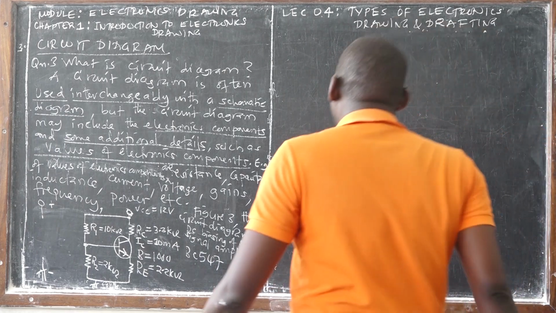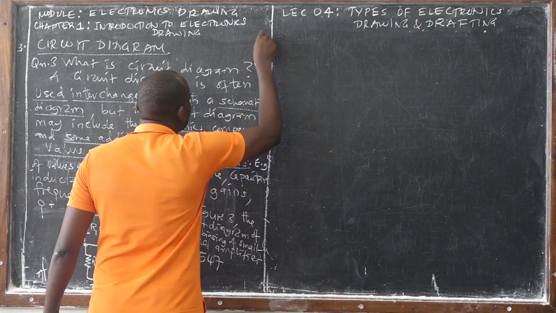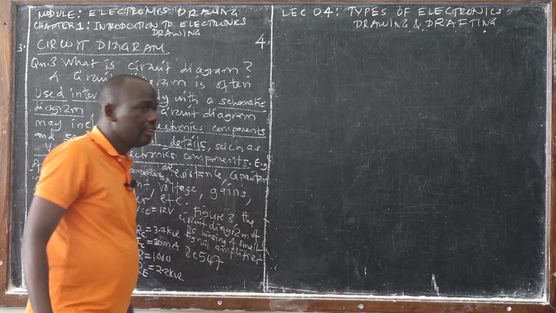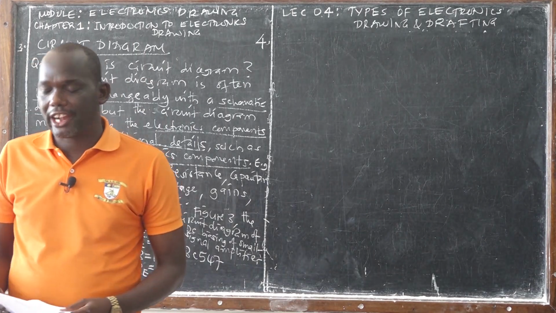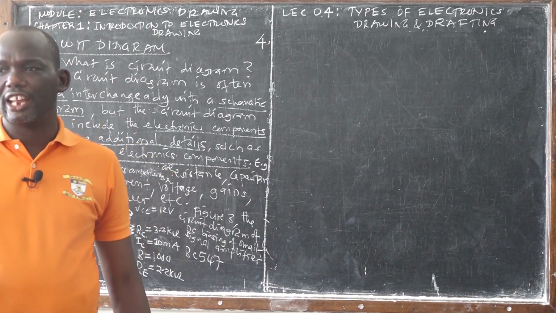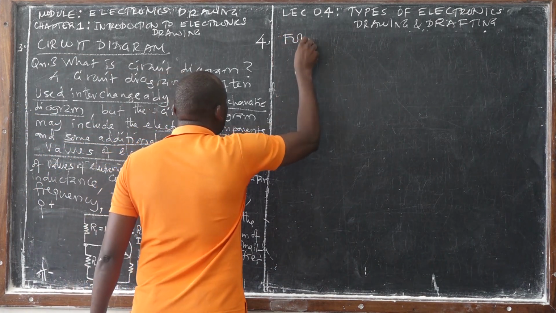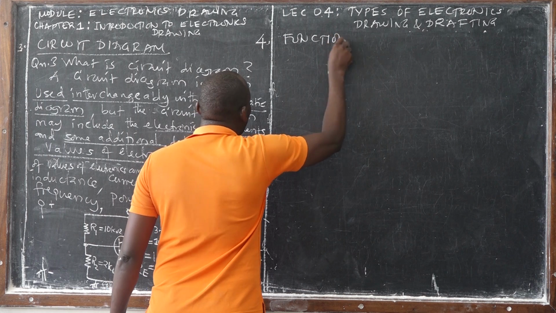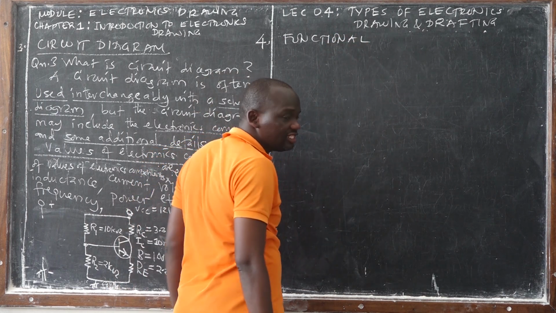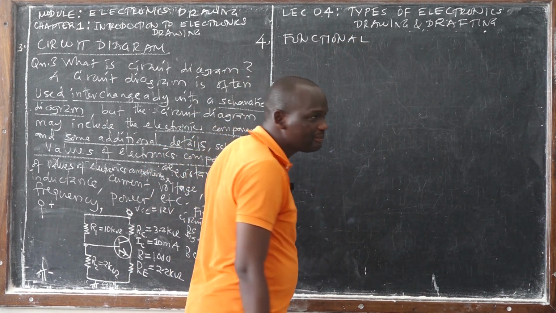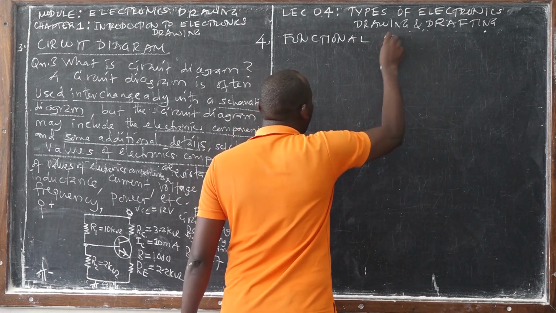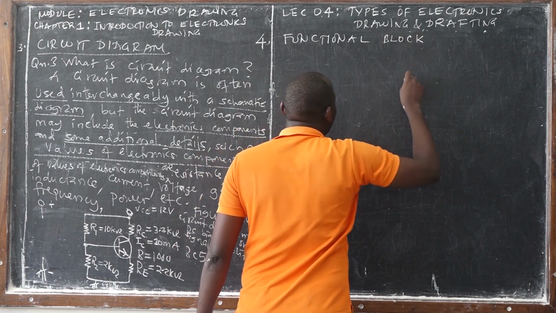Okay, so let us finish with the first type of electronics diagram. And this is very important. It's called the functional block diagram. So it has the mathematical terminology called the function. Do you remember the topic of function? Ask your neighbor, were you competent in function?